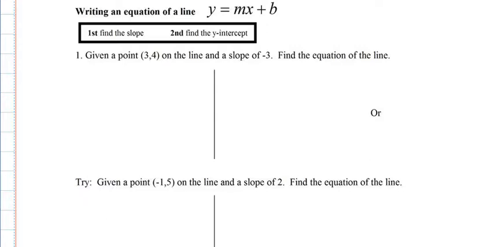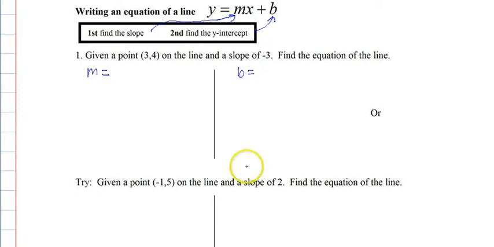This is the equation of a line, and we're going to put everything in y equals mx plus b form. This is our equation, and there's two steps. Number one is to find the slope, and that's what we're going to do over here. Number two is to find the y-intercept. That's our b right here. So that's number one. That's number two.